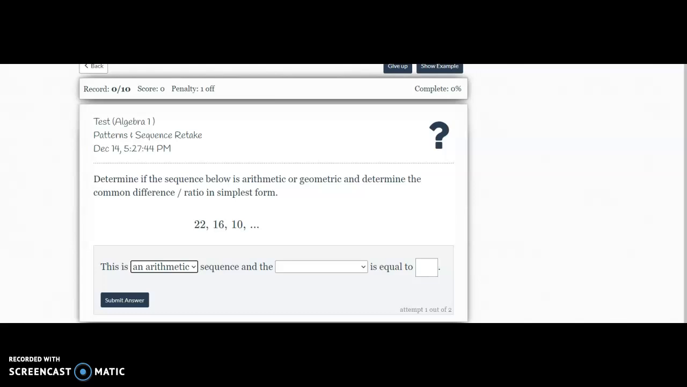All right, so it is an arithmetic sequence, and the common difference. The ratio is more for geometric, and the difference is for arithmetic. So it says this is an arithmetic sequence, and the common difference is equal to, I'm going to put -6, because that's what it's changing by.